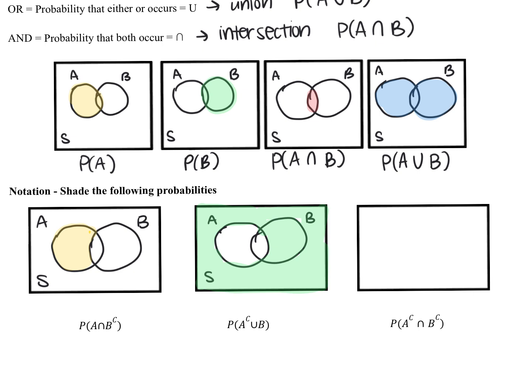Okay. Then in our last example, we have the probability of not A and not B. So the space that is everything except A and B, basically, is everything outside the two circles. So it's everything that's not in A and not in B. So not in either circle and not in their overlap.